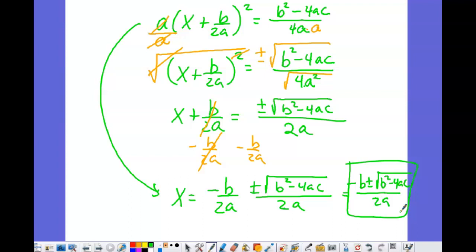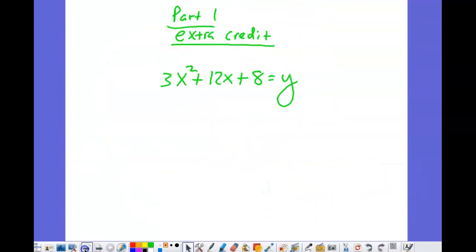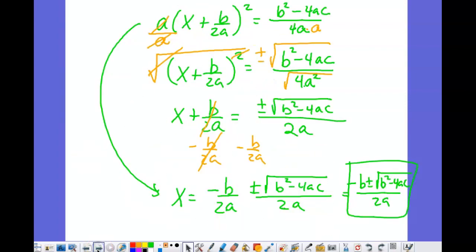So that's part 2. So turn in part 1, that would be your answer to this question here. And then part 2 would be your notes on this section here. And that's it. That's your extra credit.